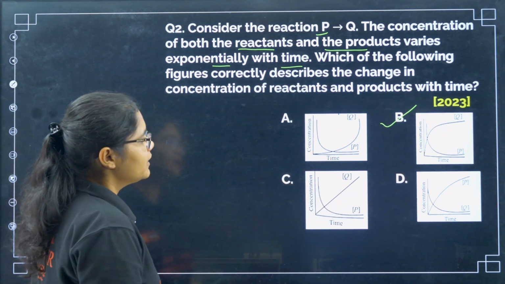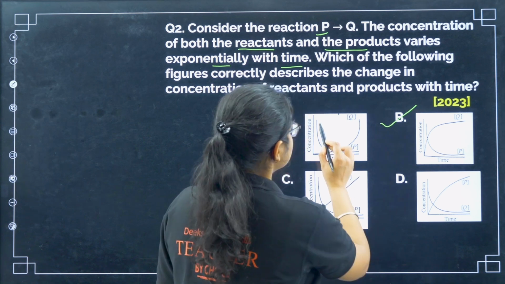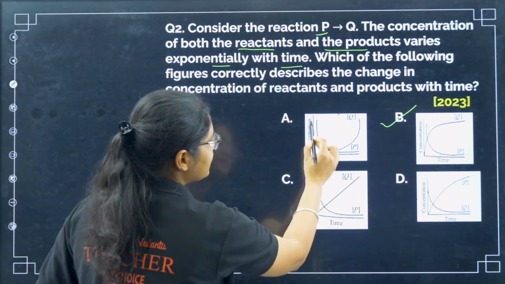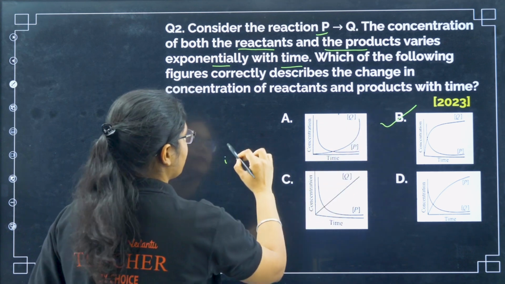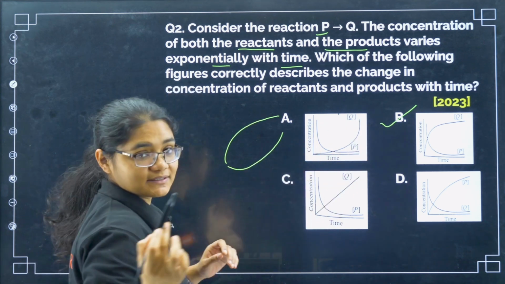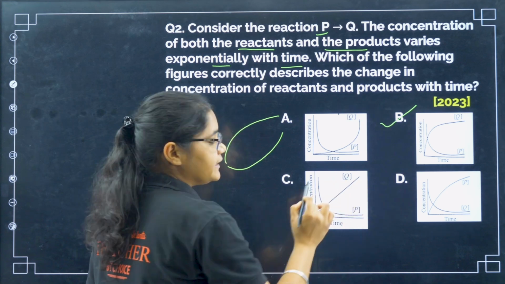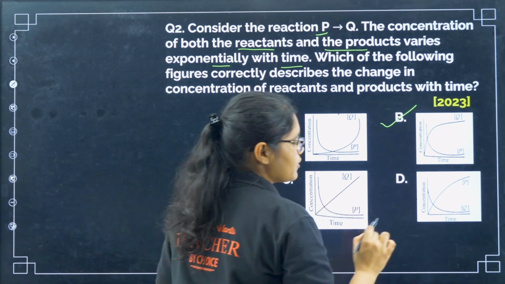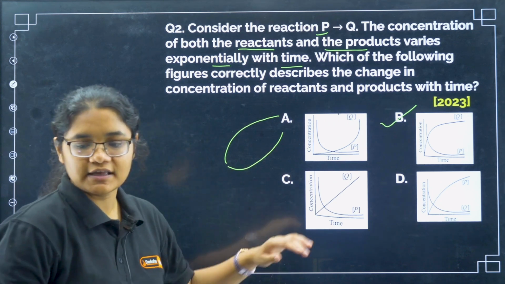Here what is the problem? Here you can see P is decreasing, Q is increasing, but the increase has to be in this way. It is not like this. If you have seen the graph, it is in this way the product increases. Here there is a linear increase in Q, so that is why it is wrong. And here you can see Q is decreasing and P is increasing, that is the reverse, so that is also wrong.